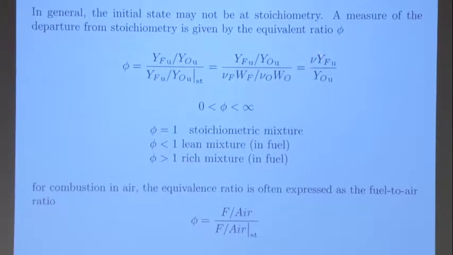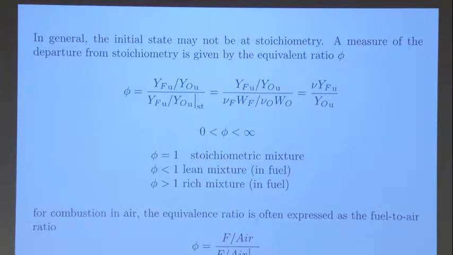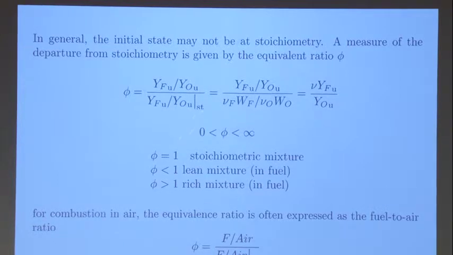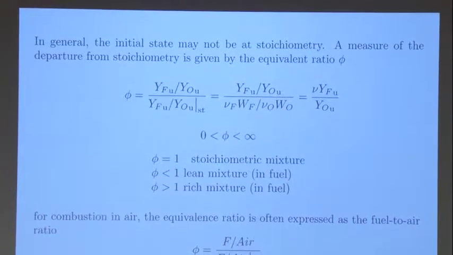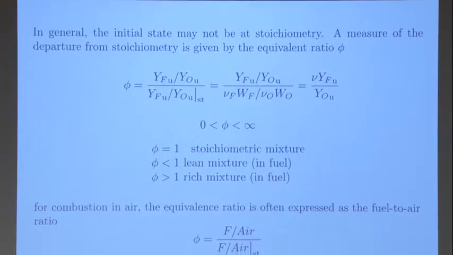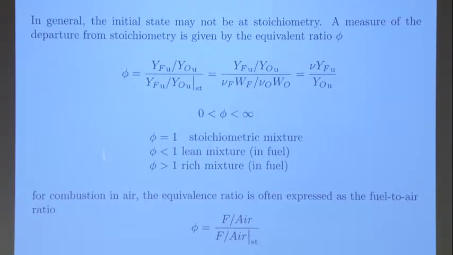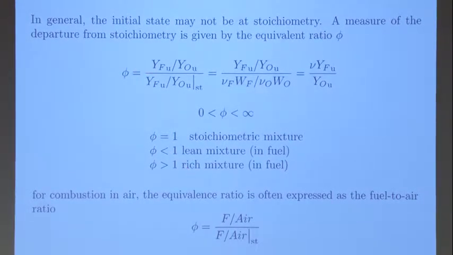When phi is equal to one, then clearly you are at stoichiometry, so it corresponds to a stoichiometric mixture. When phi is less than one, there is less fuel than you need, so the system is lean. And when phi is bigger than one, the system is rich. So it's just a notation and a definition of equivalence ratio. Very often in practice, people use fuel to air instead of fuel to oxidizer. It essentially changes the number, but the idea is the same. Phi equal to one is stoichiometry, less than one is lean, bigger than one is rich.